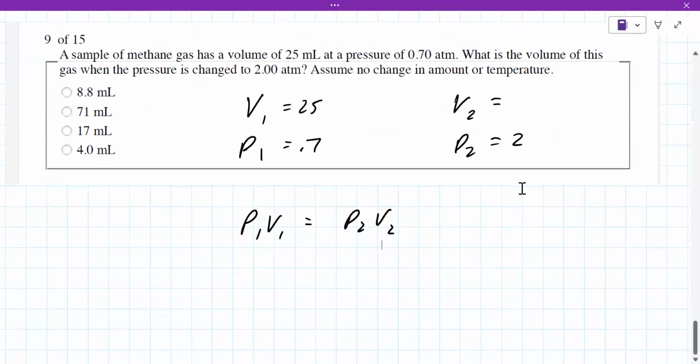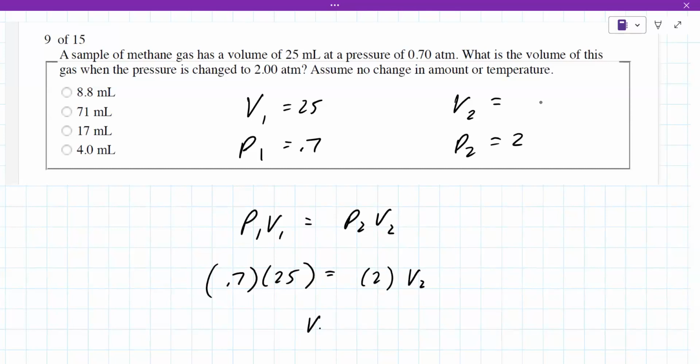So 0.7 and 0.7 times 25, which is 17.5. 17.5 divided by 2, 8.75, so 8.8. Perfect.